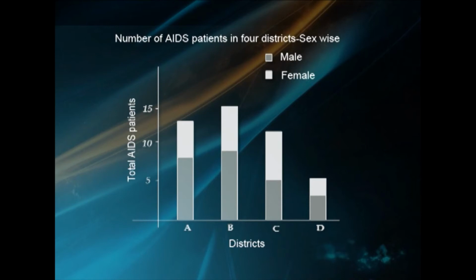To represent the data by the method of subdivided bar diagram, separate bars are drawn for each district, with the length of the bar corresponding to the total number of patients of that district, and each bar is subdivided according to the number of male and female patients of the districts concerned. The diagram is as follows.